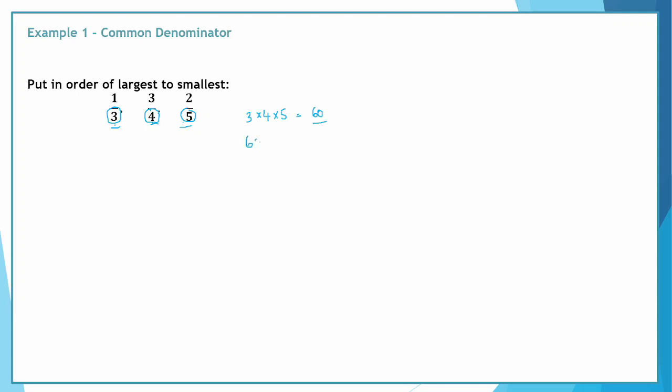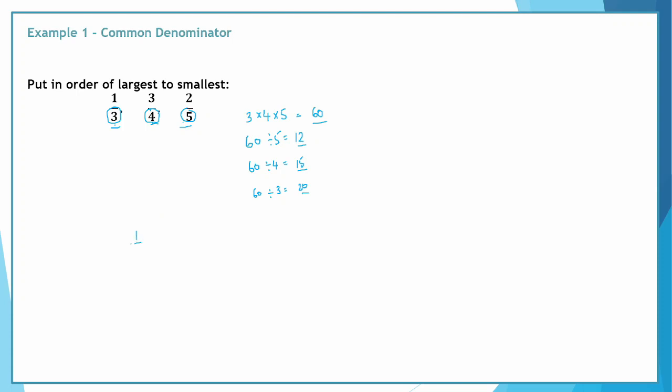Because 60 divided by 5 gives us 12, which is a whole number. 60 divided by 4 gives us 15, which is a whole number. 60 divided by 3 gives us 20, so that's a whole number. So let's go ahead and put all three of these fractions over this common denominator of 60.